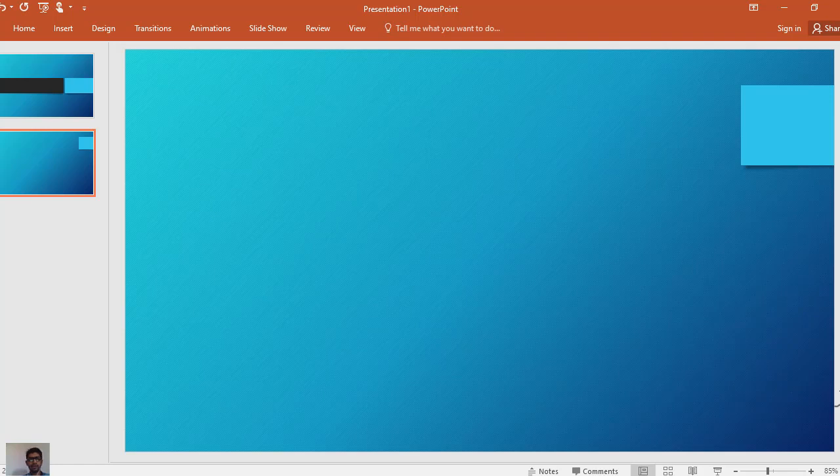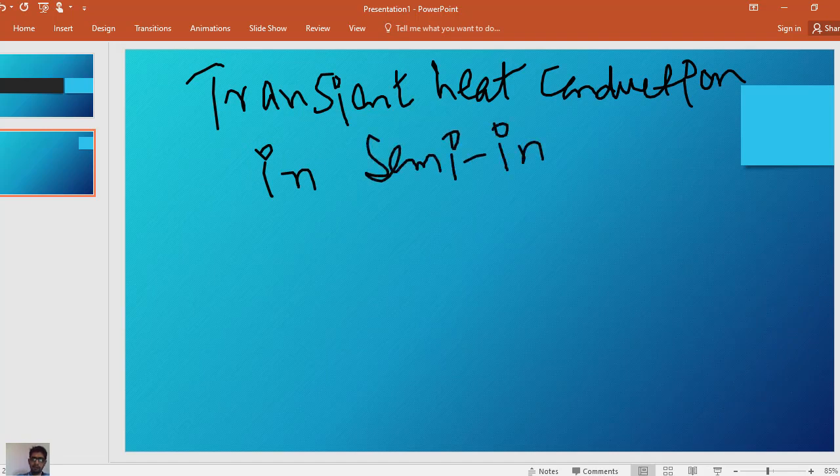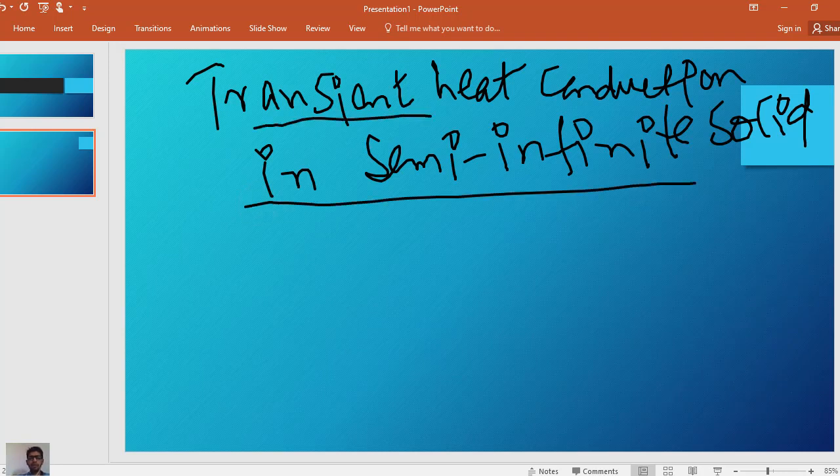In this lecture we will discuss transient heat conduction in a semi-infinite solid. We know that in the previous lecture we discussed transient heat conduction, the lumped system. In this lecture we will discuss transient heat conduction in the semi-infinite solid.